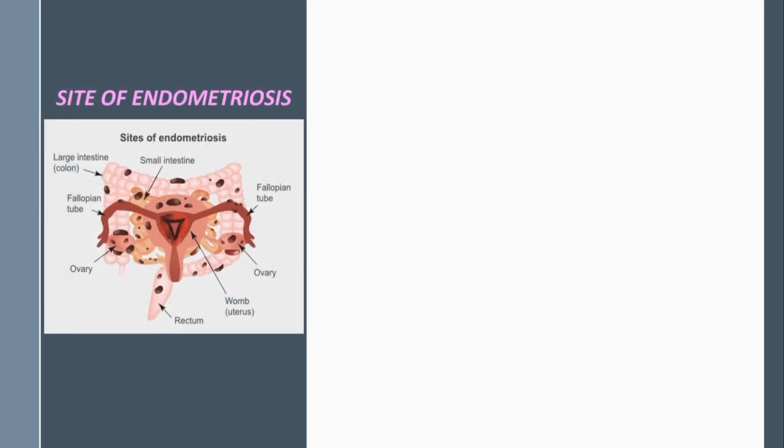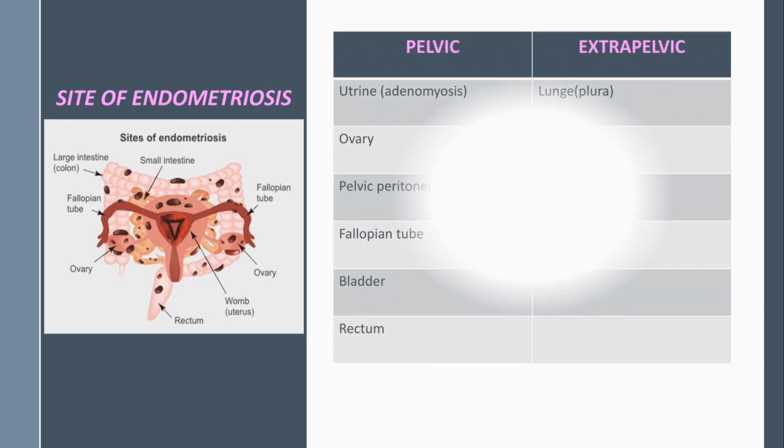Now we talk about the sites of endometriosis. Endometriosis may be located in pelvic or extrapelvic locations, like here. In the pelvic region, in the uterus, it causes adenomyosis. By adenomyosis we mean the growth of endometrial cells in the myometrium, leading to hypertrophy of the myometrium. It may also occur in the ovary, pelvic peritoneum, fallopian tube, bladder, and rectum. In extrapelvic locations, it may occur in the lung pleura, diaphragm, brain, and skin.